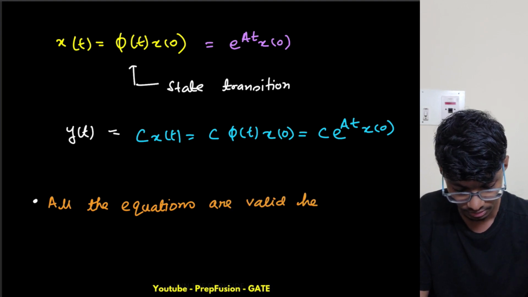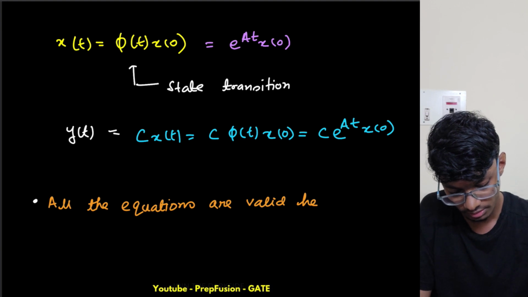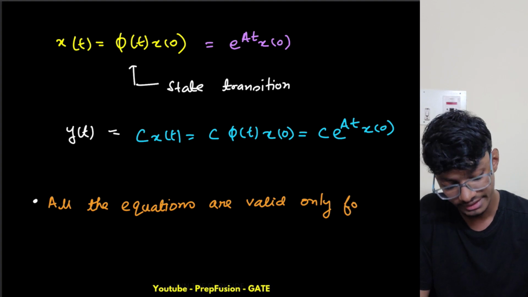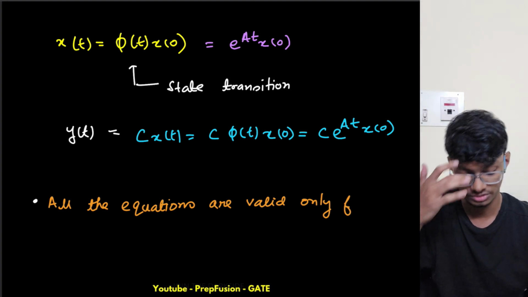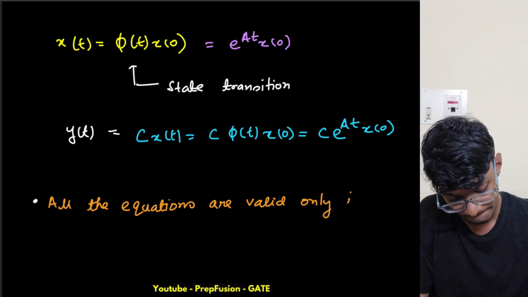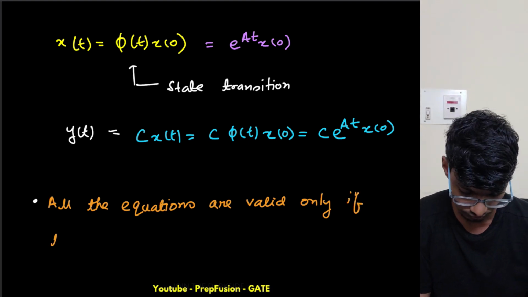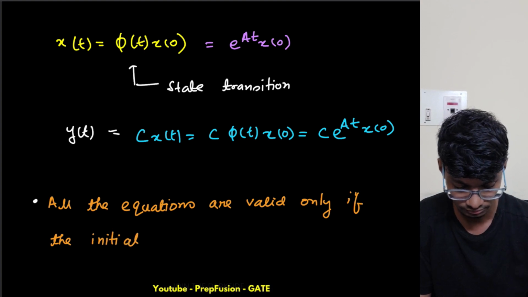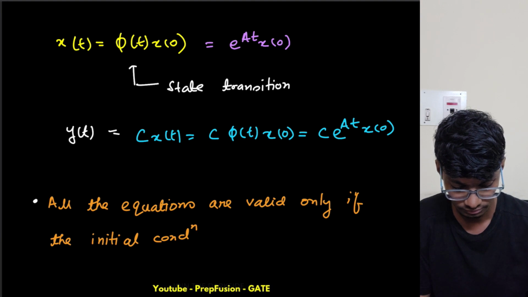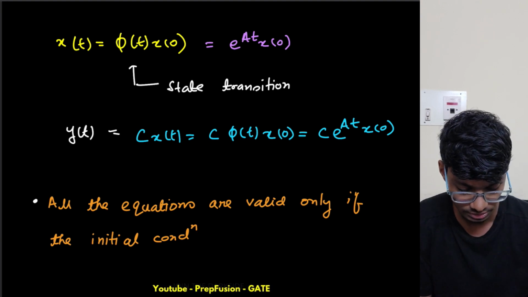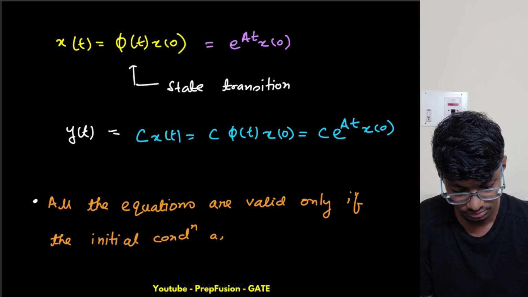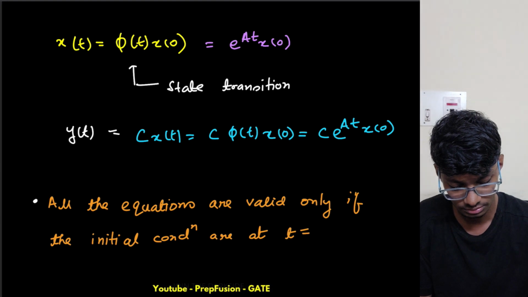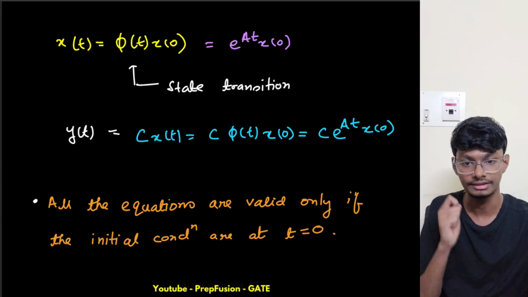only when the initial conditions are at t equals to 0, okay? Only if the initial conditions are at t equals to 0.